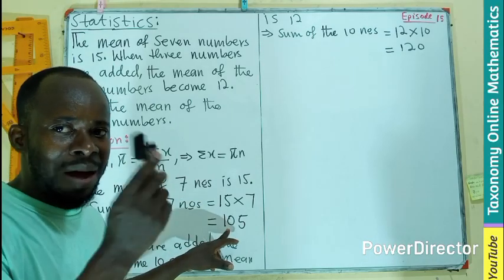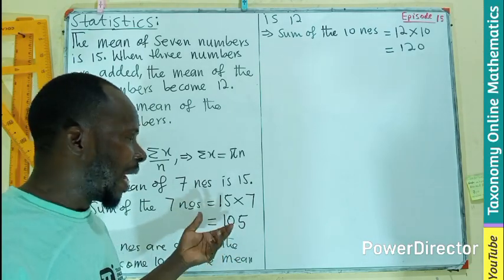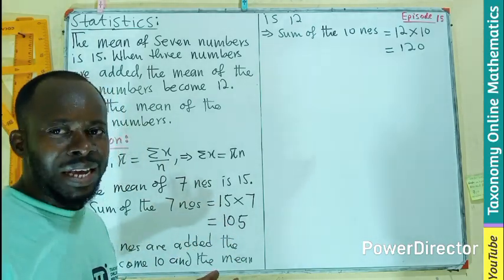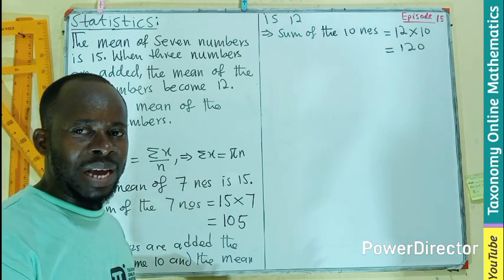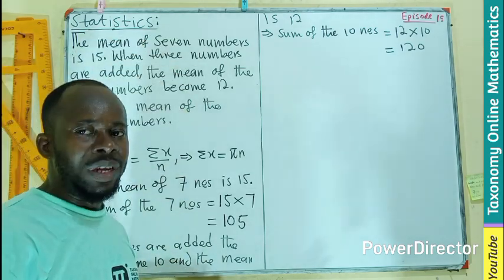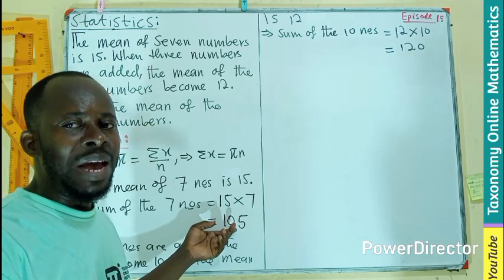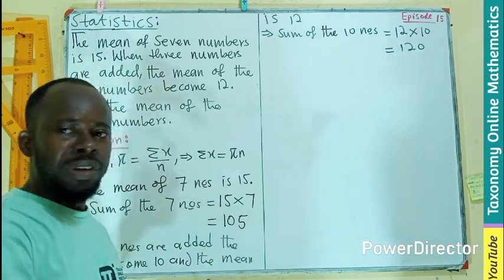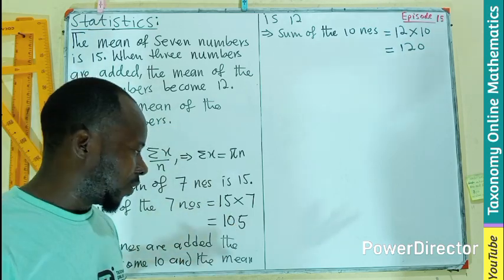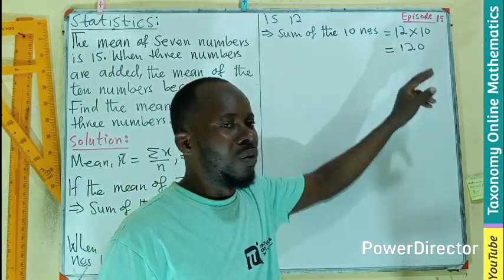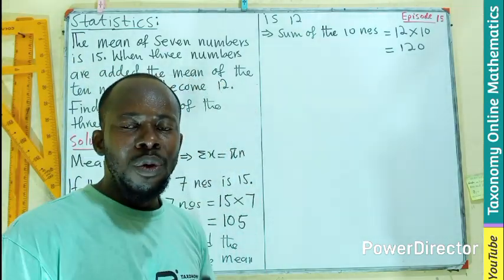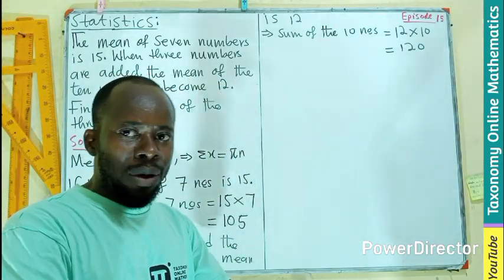So you can see that before the 3 numbers were added, we had the sum of all the numbers that were there. Just like we are picking money. If money is in the box and we add some amount to it, we know the amount that was in the box. That's 105. Then if we put in some money and we open the box and we realize that the money is 120, we just have to know the amount of money that was added.